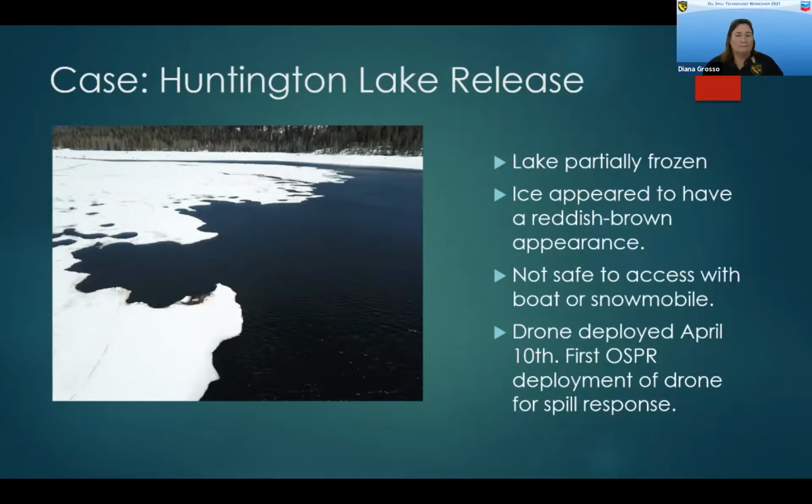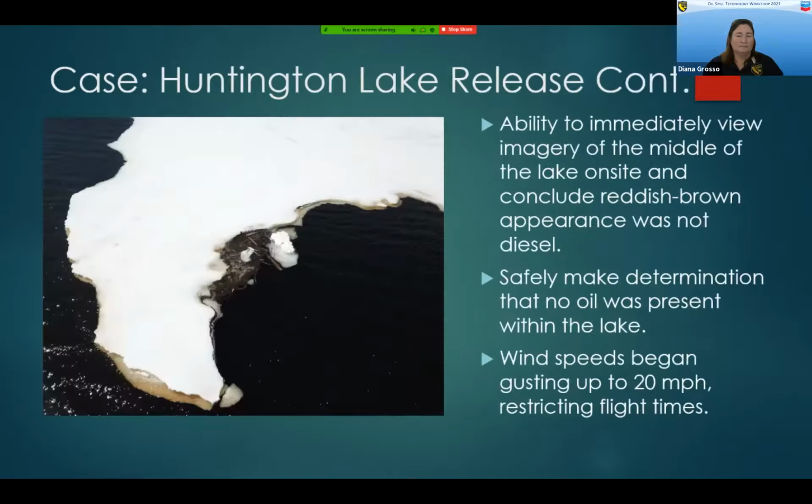Next slide. So we got the drone out. We were able to get in all the way along the edges of the ice. We noticed a lot of deposition. This is kind of by the inlet to the lake where a lot of sedimentation and wood debris came in. So we believe that's what was the staining on the ice. There was no sheen observed at all. And we were able to do a perimeter around the edge.